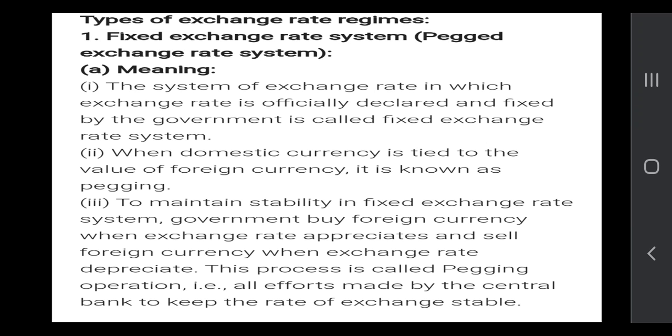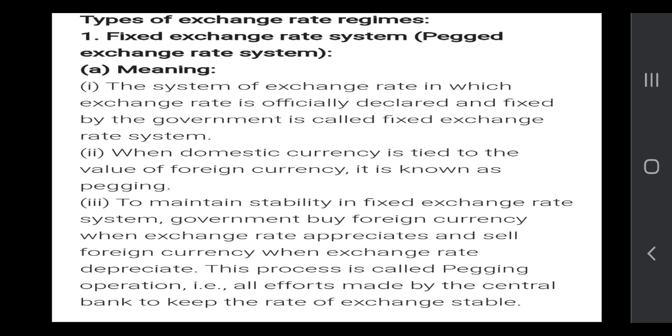Now we will discuss the types of exchange rate. Mainly there are two types: fixed exchange rate and flexible exchange rate. Fixed exchange rate we will discuss first. So what is the meaning of fixed exchange rate system? The system of exchange rate in which the exchange rate is officially declared and fixed by the government is called fixed exchange rate system. When domestic currency is tied to the value of foreign currency, it is known as pegging.